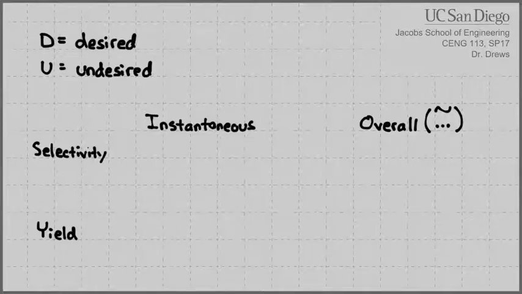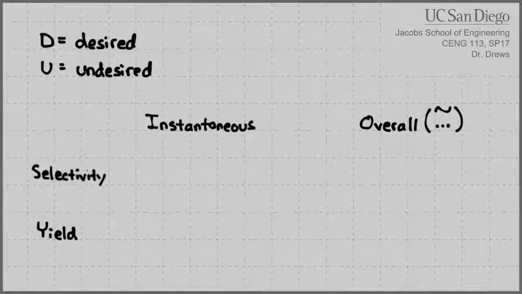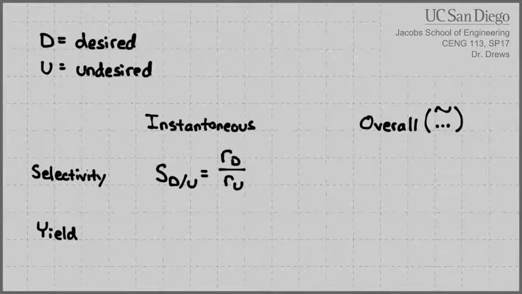So selectivity is given by the letter S. The instantaneous selectivity usually gets a subscript to tell you what the desired and the undesired species are. And so the instantaneous selectivity is just the ratio of the rates of the desired to the undesired.